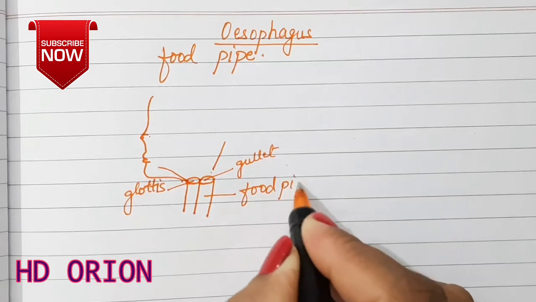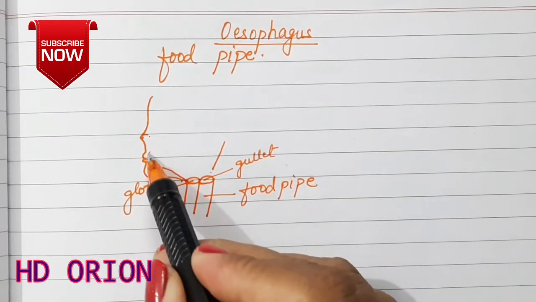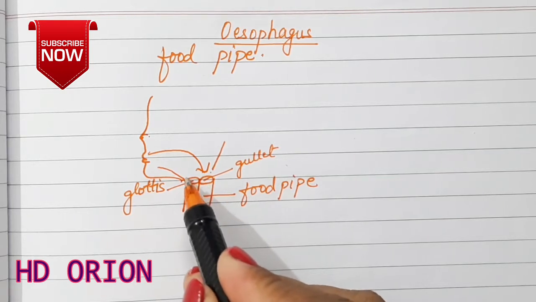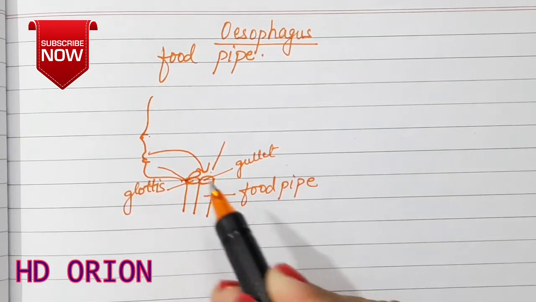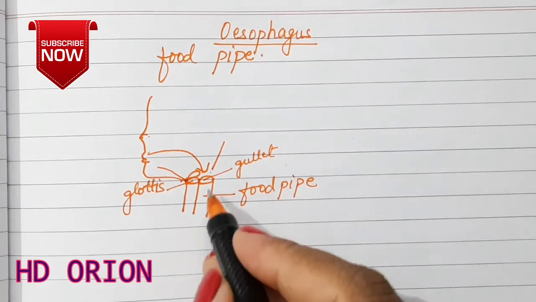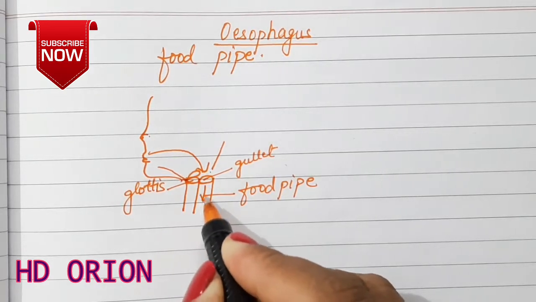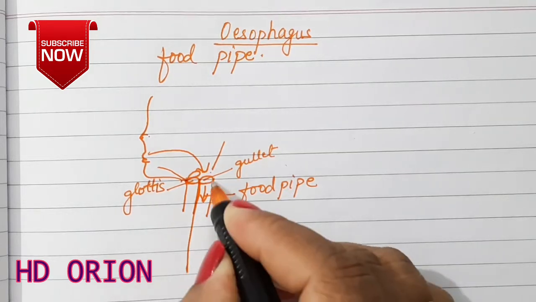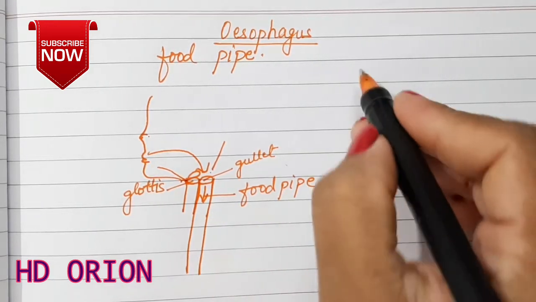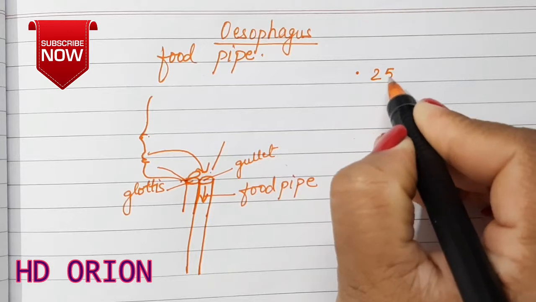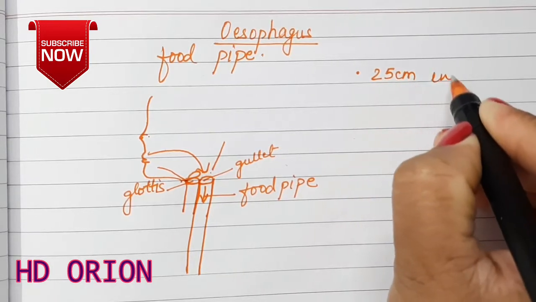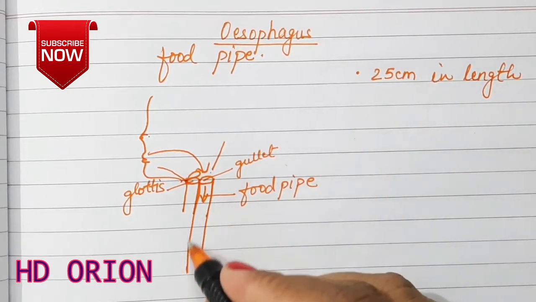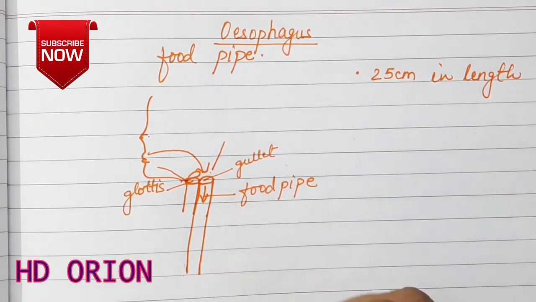So this is where the food has to come in this direction, and when the food is coming in, the glottis is covered by a cartilaginous flap called as epiglottis. Now the food has to move into the esophagus. The esophagus is a long pipe which is almost 25 centimeters in length.